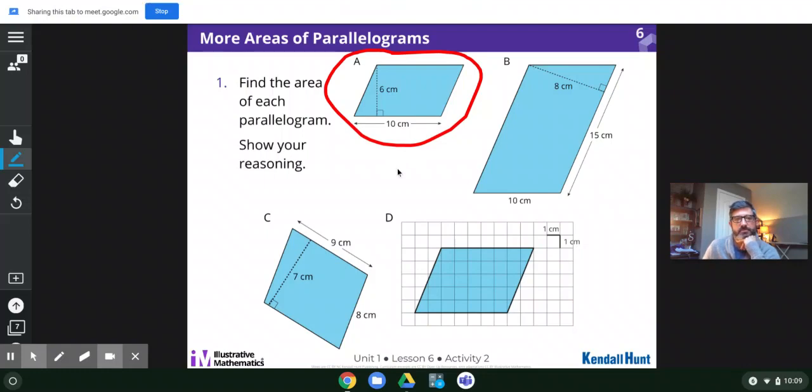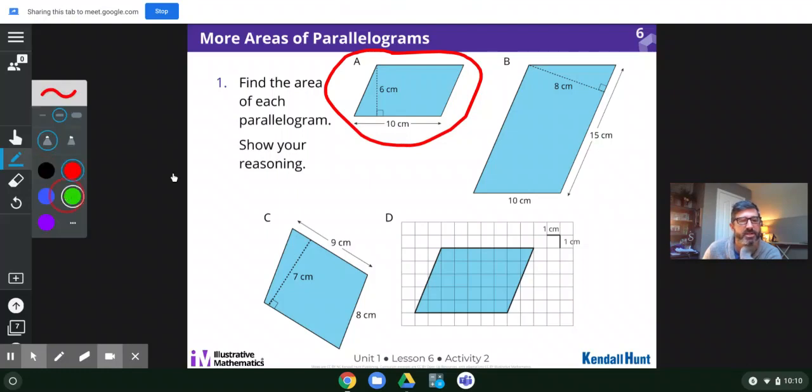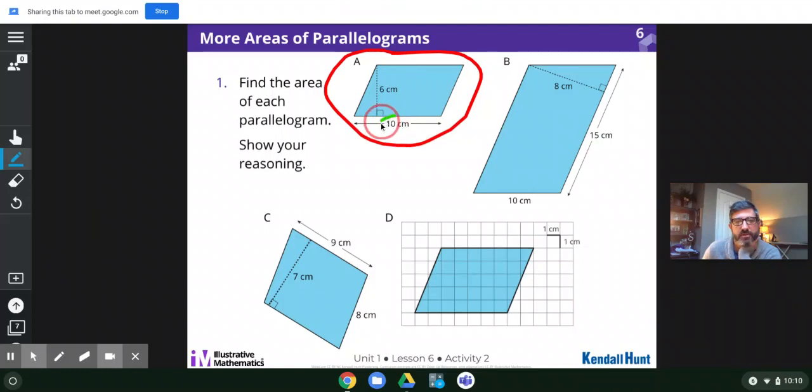No, on A. You're right. Is it at the bottom? Yes. Is it the 10 or the 6? 10. 10, that's right. So they're using the 10 as the base. I'm going to circle it in green. So then if 10 is the base, what would be the height?